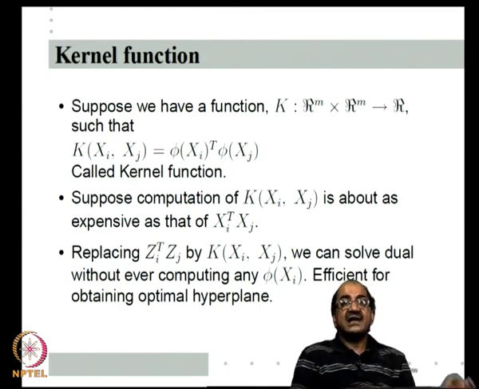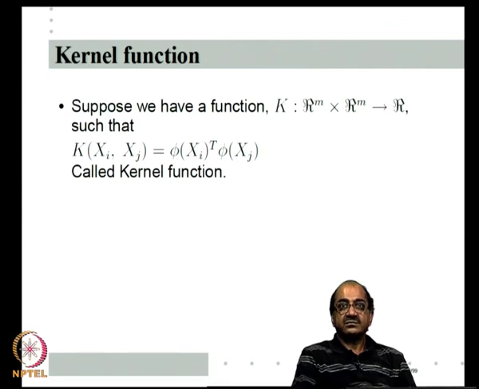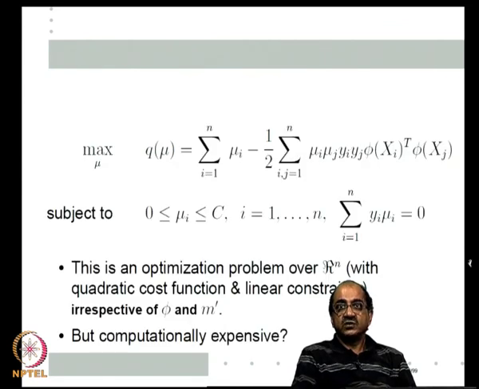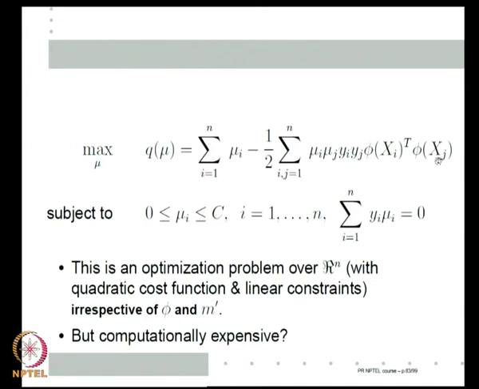Then, replacing z_i transpose z_j by k(xi, xj), we can solve the dual. This is my dual. Phi(xi) transpose phi(xj) is k(xi, xj). So, instead of phi(xi) transpose phi(xj), I just put k(xi, xj) here. k(xi, xj) is much less computationally expensive than phi(xi) transpose phi(xj), which means I have solved at least the computational problem of calculating phi(xi) and phi(xj) while learning the mu's.